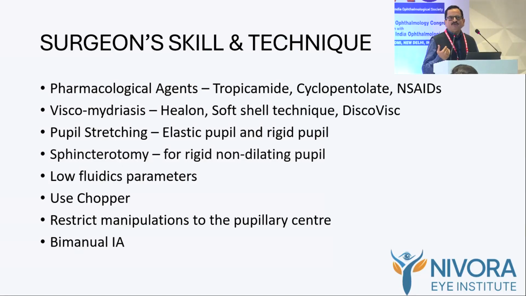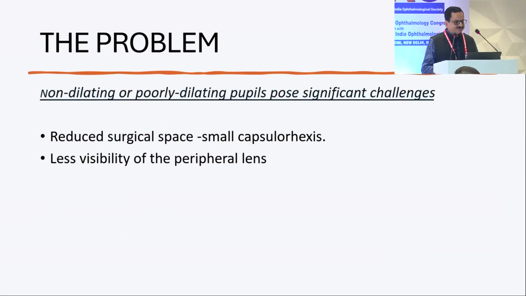Then in the phaco, we have to follow low fluid parameters, and we have to chop the nucleus. We have to use a vertical chop, that makes things much easier. Doing a horizontal chop is difficult in these cases. Restrict manipulation to the pupillary area. And bimanual IA helps in these cases.